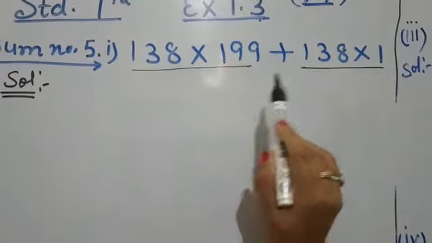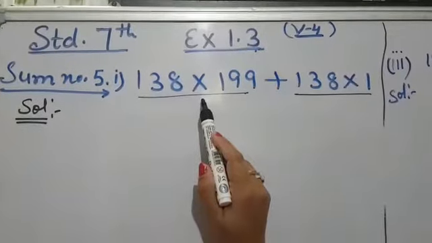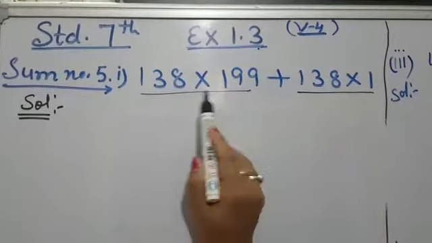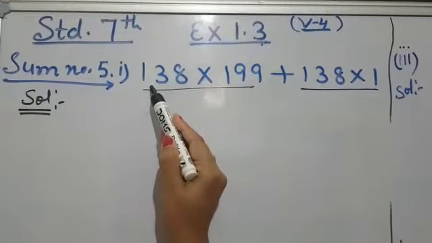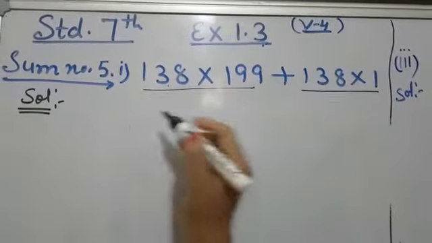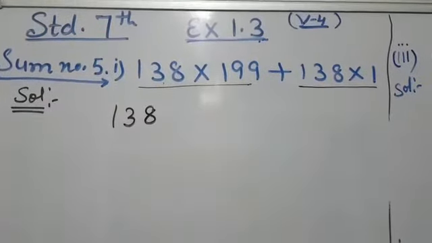Terms are separated by plus and minus only. When multiply and division signs are there, then the terms are not separated. It is considered as one term. So this is one term, this is another term which we have to add. But first we will see 138 is there in this term and in that term also. So what we will write? We will write 138 as common.